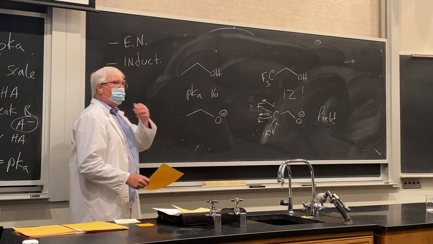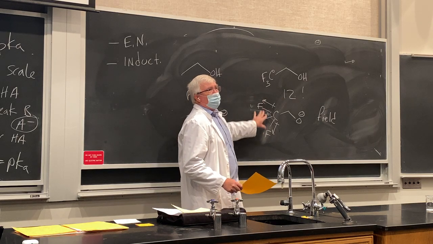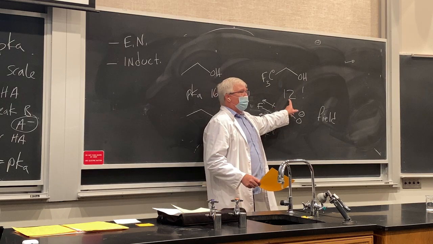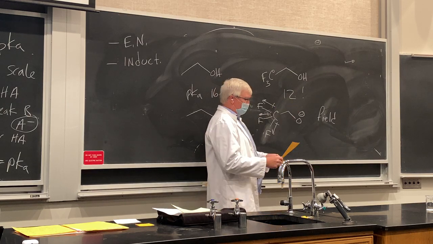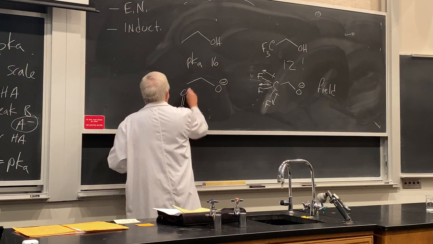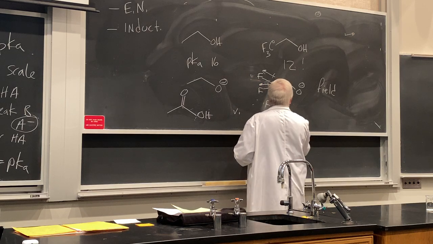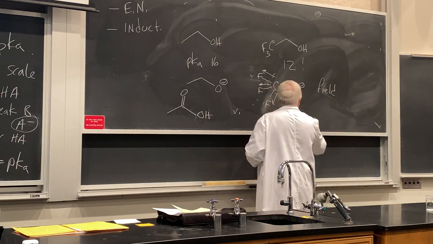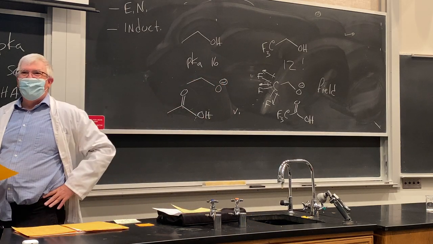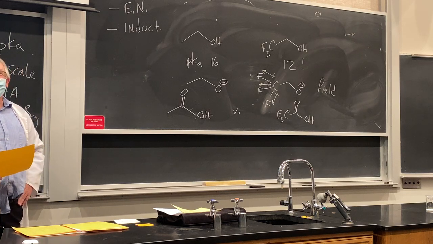If you can stabilize the negative charge inductively, with a proximity or a number of electronegative atoms, seen with halogens typically, you can increase the acidity of a molecule. How about this one? Here we've got acetic acid versus trifluoroacetic acid, TFA. We use TFA in the lab all the time. Why? Well, what do you think? Is it more acidic or less acidic than acetic acid?